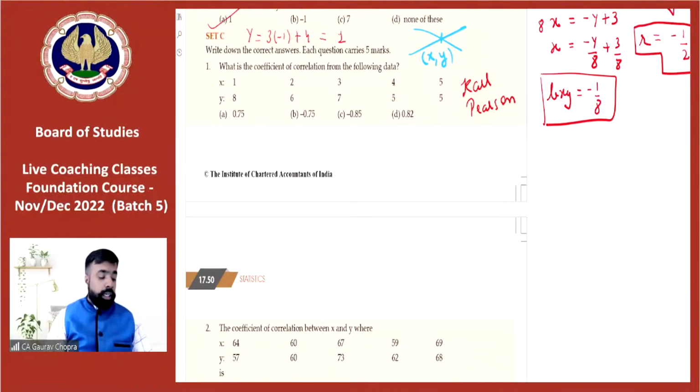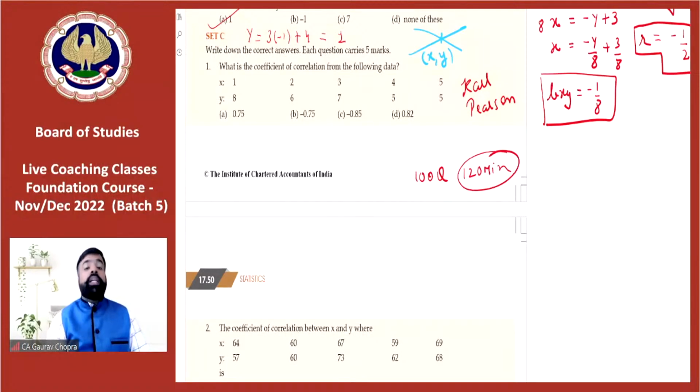Chahal is asking, in the exam, does each question carry 1 mark? Yes. In the exam, you get 100 questions and you have to solve 100 questions in 120 minutes. So on average, you take 1 minute per question. So you must be able to solve each and every question in 1 minute.